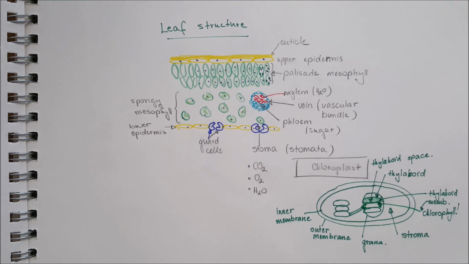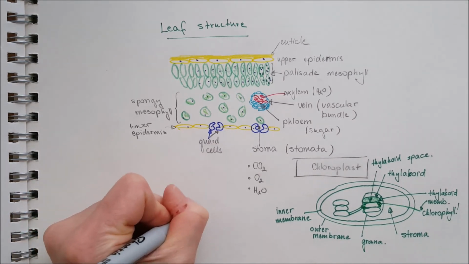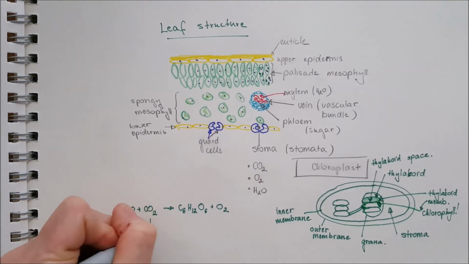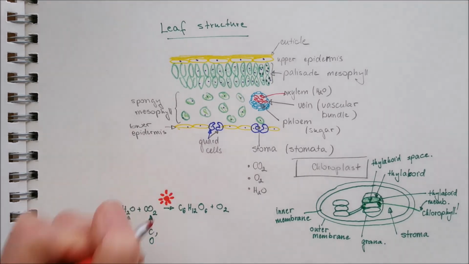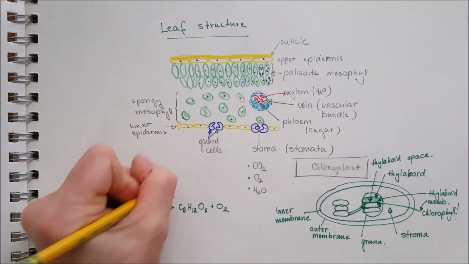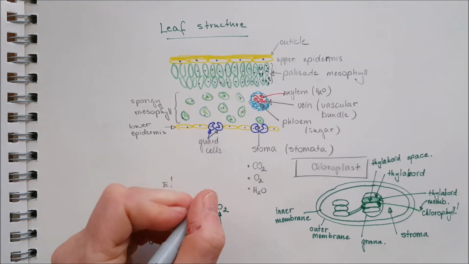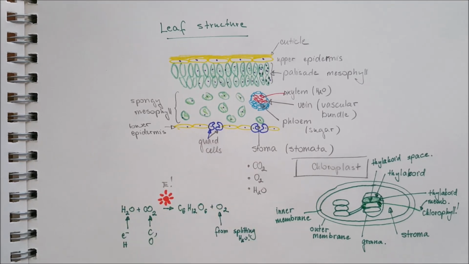So the reaction is, once more, the water and the carbon dioxide are the reactants. The carbon dioxide provides the carbon and oxygen. The water provides the electrons and the hydrogen ions. The sunlight is really important to excite the electrons from the water, and the oxygen is coming from splitting the water.